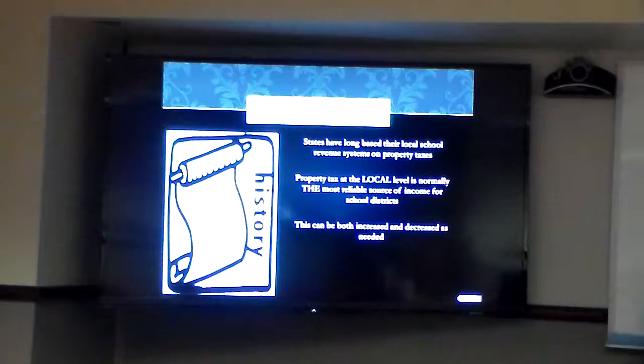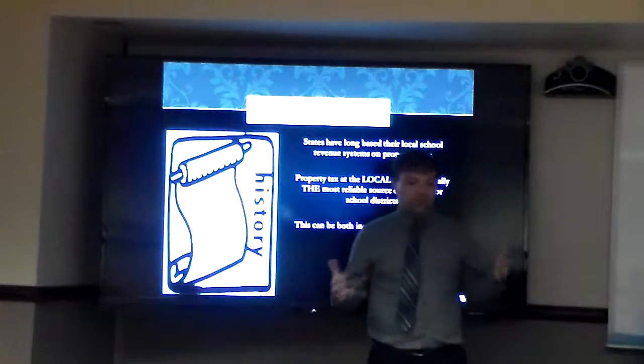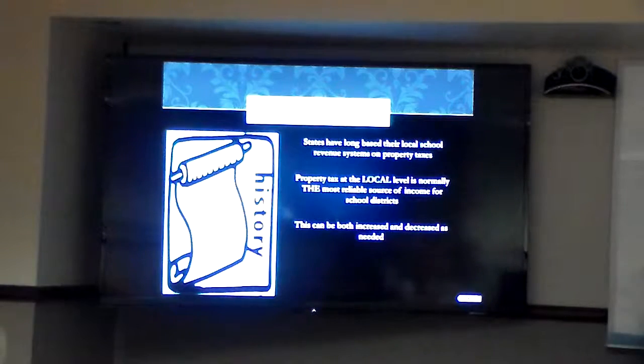Historically, as we've said already, property tax at the local level is the most reliable source of income for school districts. It's good, because it forces people to invest in the district. That is a positive. It can be increased and decreased as needed, and you can take it on as you need it.